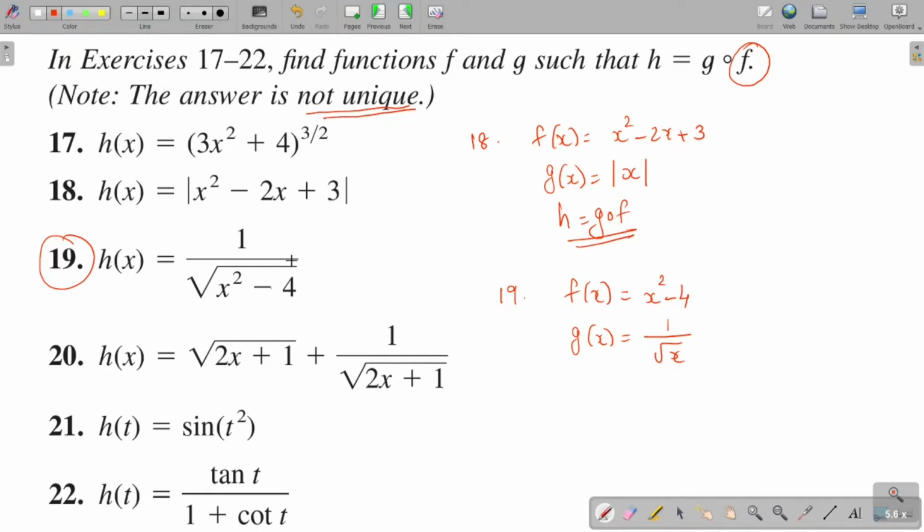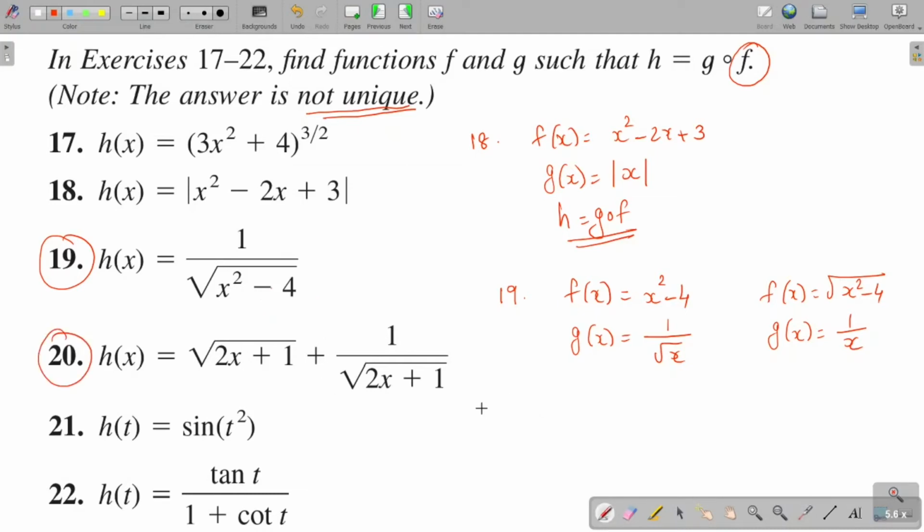You may give the answer in different ways. The same problem can be answered with f of x equal to square root of x square minus 4 and g of x equal to 1 by x. Then also you can check that h is equal to g composite f. That is, first you have to perform square root of x square minus 4. Then you will take the reciprocal of that. Then we will get 1 by square root of x square minus 4.